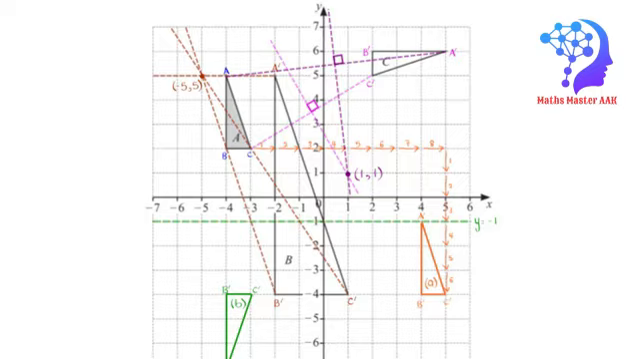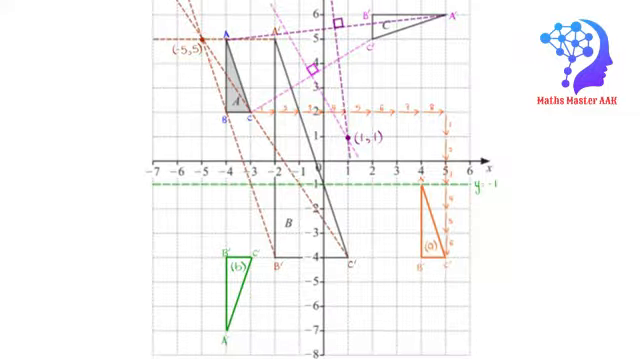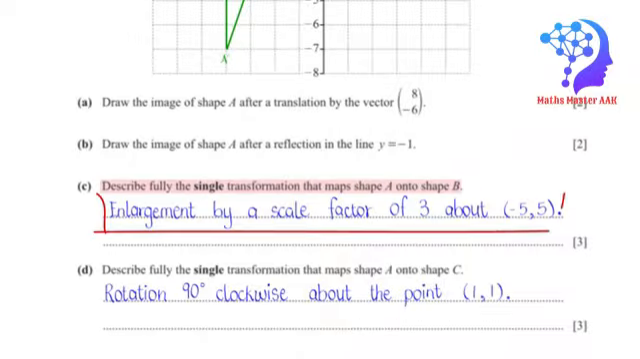The next thing is to find the center of enlargement. We can do this by connecting at least 2 corresponding points on both triangles A and B. The intersection point of these lines is the center of enlargement. When we do this, we get (-5, 5) as the center of enlargement. And so the full description will be enlargement by a scale factor of 3 about the center (-5, 5).